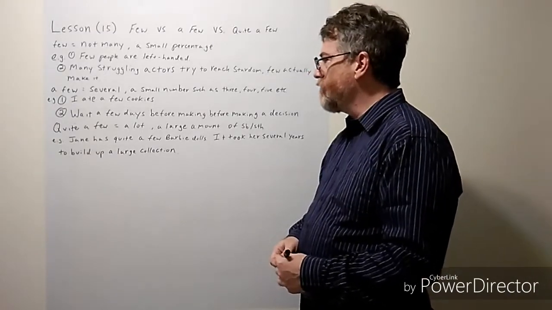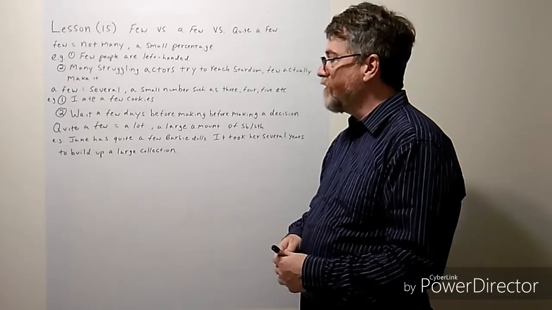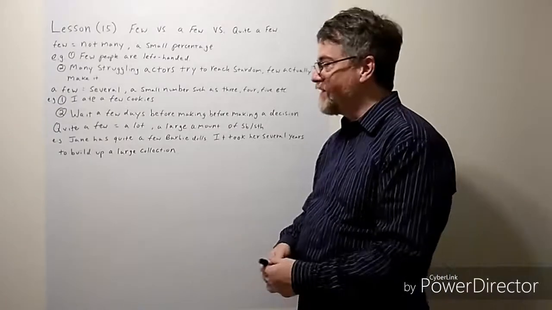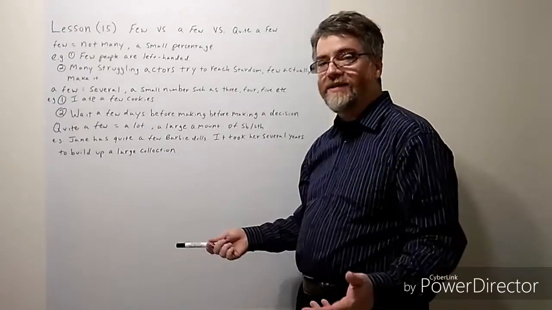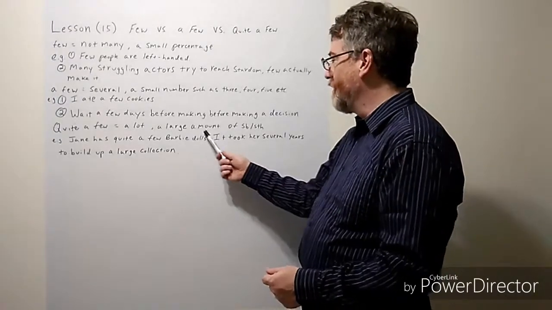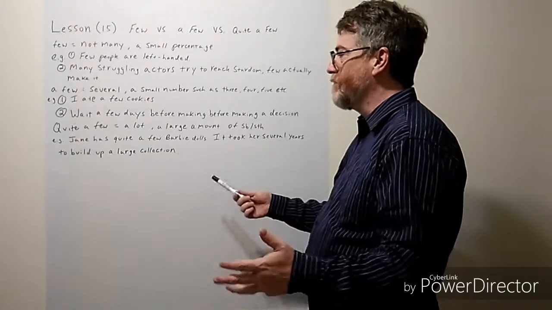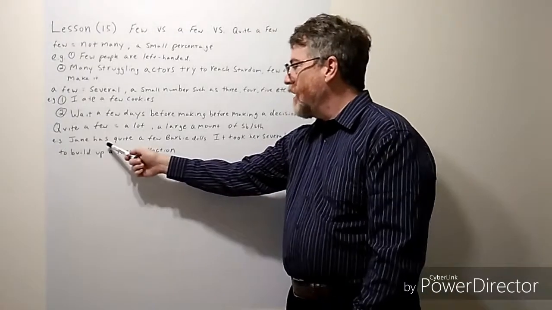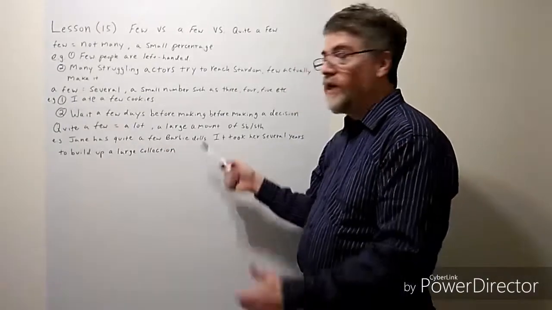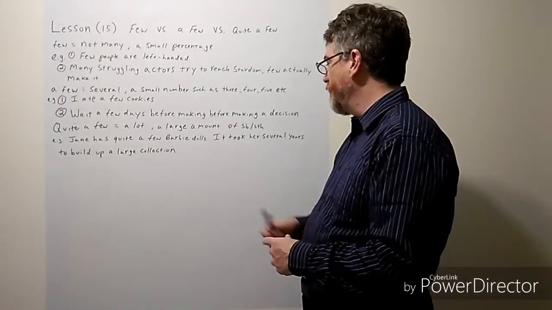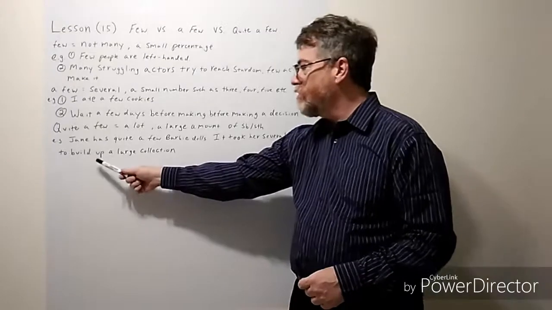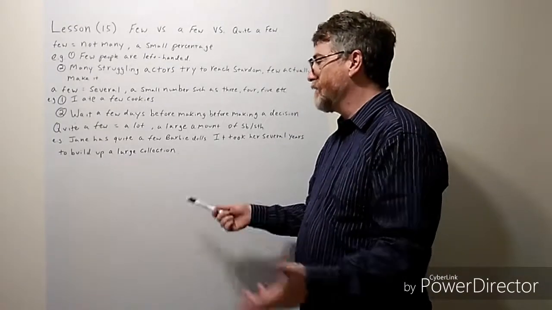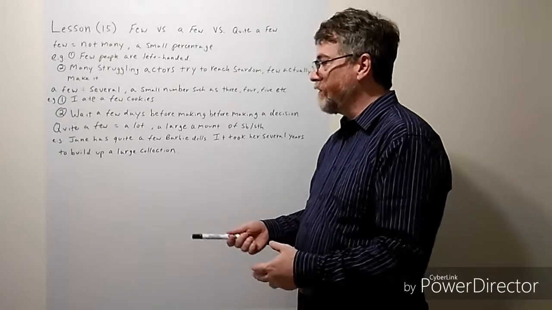All right, and of course, to round it off, we also have quite a few, which actually means the total opposite. Quite a few means a lot, or a large amount of somebody or something. So here's the example. Jane has quite a few Barbie dolls. It took her several years to build up a large collection. So she has a lot. I don't know, quite a few.